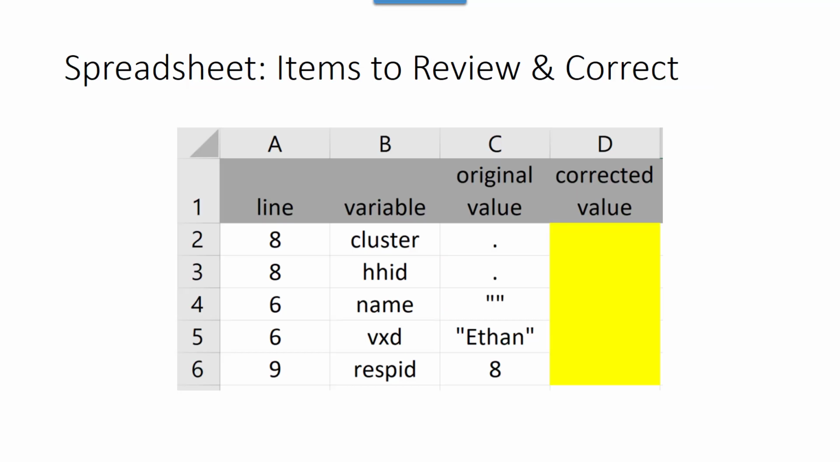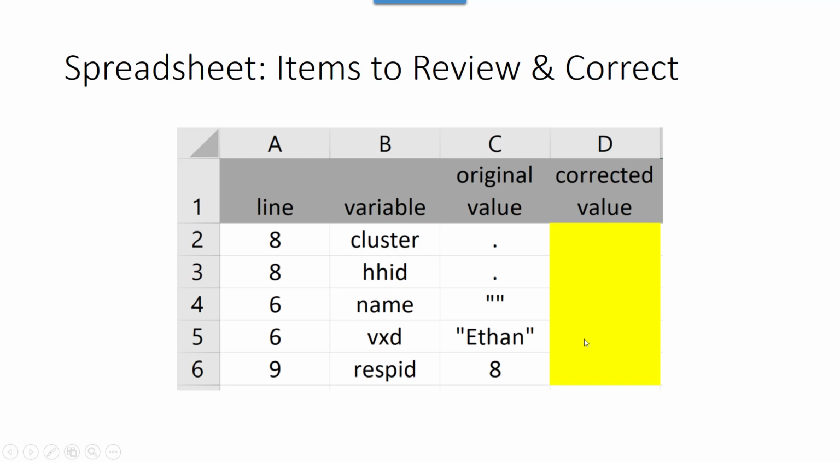And we would find some exceptions. So we might make a little spreadsheet here where we can begin to document the exceptions and where we have room to enter a corrected value when we look it up, maybe based on the paper form. So this is the value of line. The first problem occurs on line 8, and that is that the cluster is missing, but we know it shouldn't be missing, so we're going to fill it in once we go and look at the paper form perhaps. On line 8, the household ID is also missing. The name is missing on line 6. The variable VXD takes on a value that's not appropriate on line 6. And on line 9, the respondent ID is probably wrong.